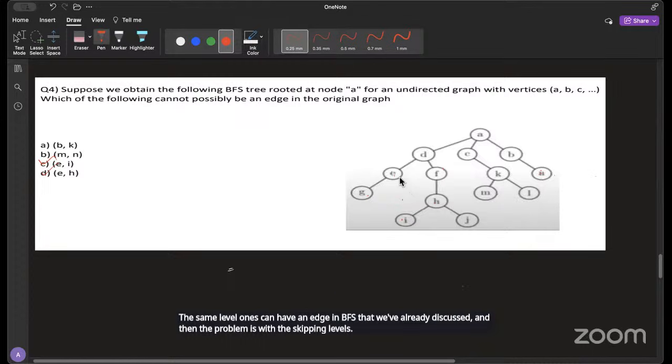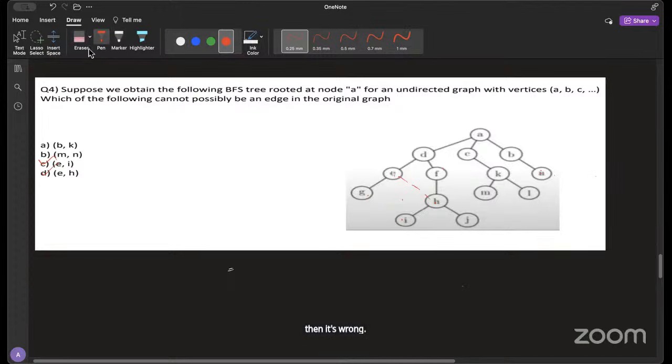So it depends where you're skipping levels. If you're doing this thing, then it's wrong. But if you're doing this thing, then it's fine. K and H can have an edge. E and H can't have an edge. And about skipping two steps, if you skip here, it works both ways. So E and I can't be an edge because then it would come under this.